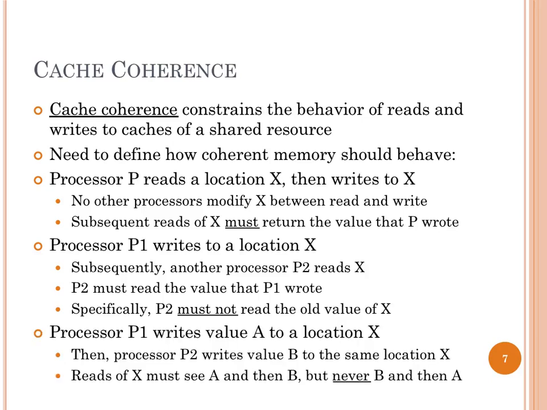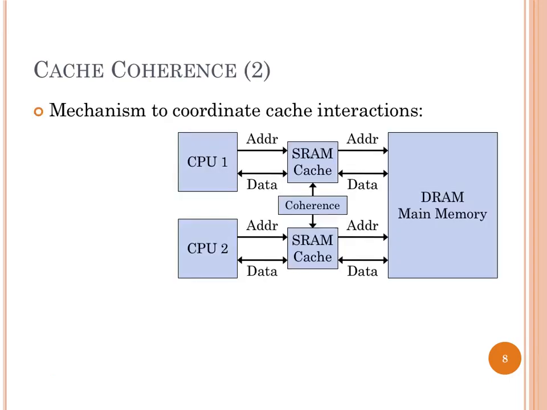How can I know that one thing happened after another thing? Okay. Processor P1 writes a value A to location X, and P2 writes a value B to the same location X. So again, P2's write occurs after P1's write. Then processors should see P1's value and then P2's value. They should not ever see them in the reverse order. That would be really bad. Okay? So these are some examples. You could probably come up with a lot of other behaviors that would be preferable in a coherent cache system.